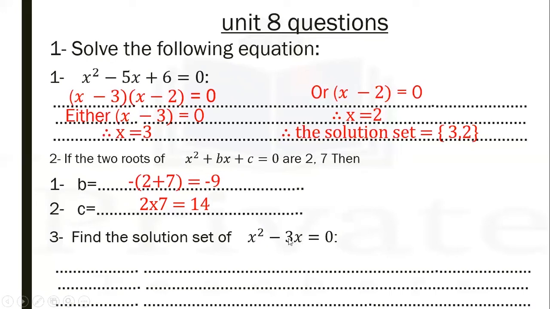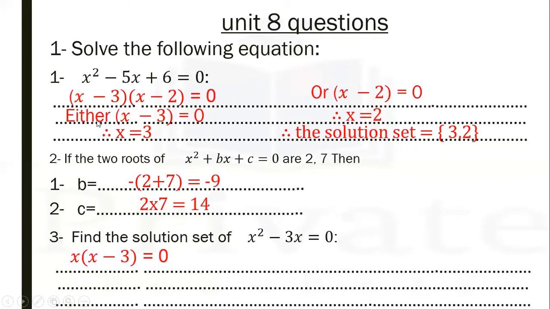Here, x to the power of 2 minus 3x, there is no absolute term. That means c is 0. To find the answer here, we factorize this by any one of the methods of factorization. Here, the suitable one is by taking the common factor. Here we have x, here we have x. So by extracting x as a common factor, it becomes x outside the bracket, inside the bracket x minus 3 is equal to 0.